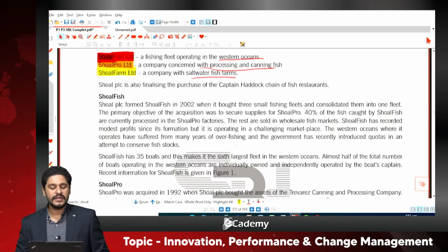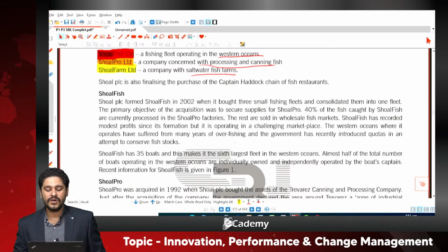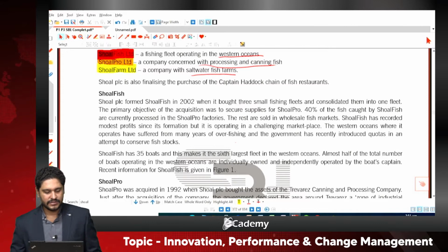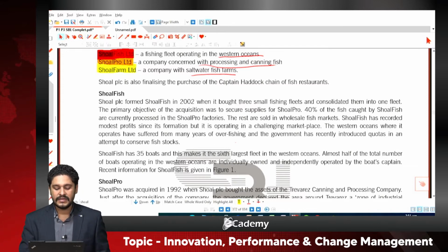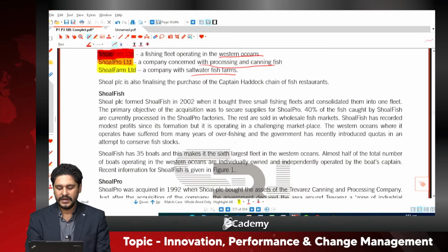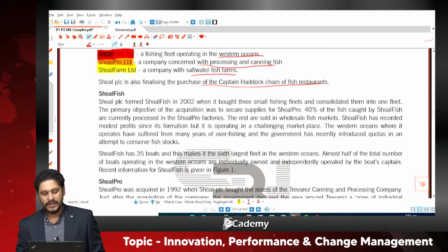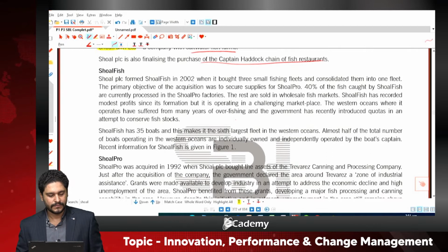So Shoal PLC is also finalizing the purchase of the Captain Haddock chain of fish restaurants. So they are saying that Shoal PLC is basically finalizing the purchase of the Captain Haddock chain of fish restaurants. Let's move forward.